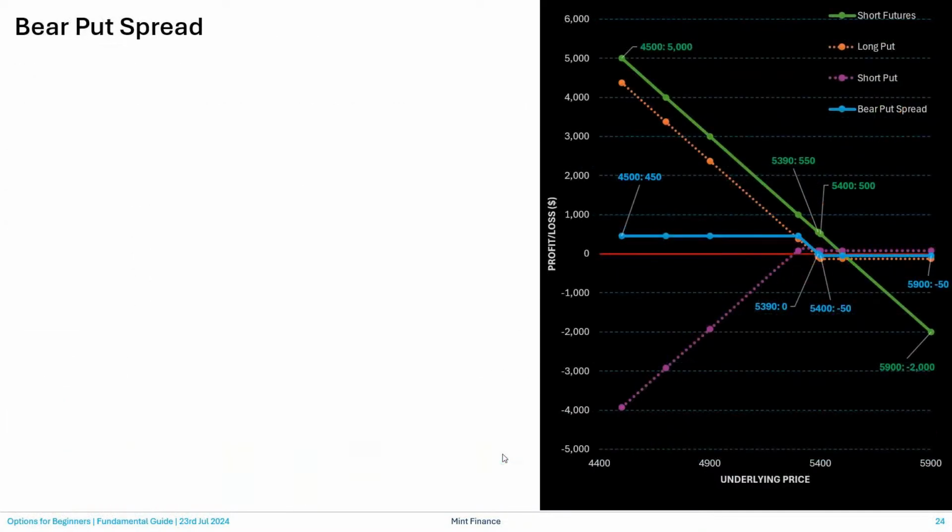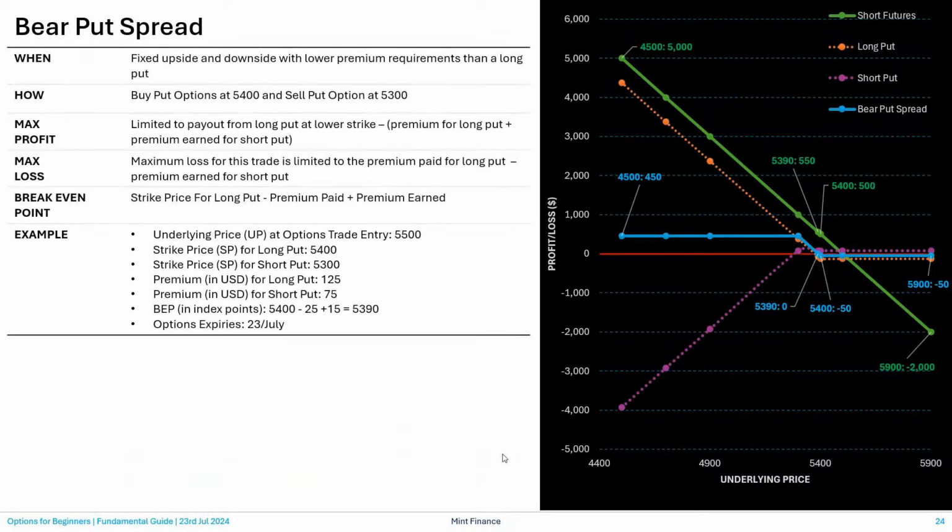Similarly, we can execute something called a bear put spread. So this is similar, just that we're going to be using two put options. So we're going to be going long a put option at a higher strike price, and then we'll be going short, or selling, a put option at the lower strike price. So some of the calculations here will be somewhat similar. So our maximum profit here will be limited to the payoff from the long put at the lower strike level.